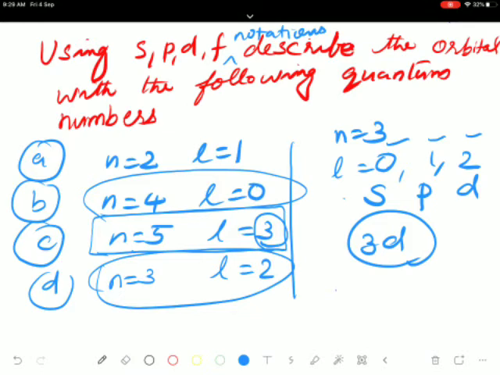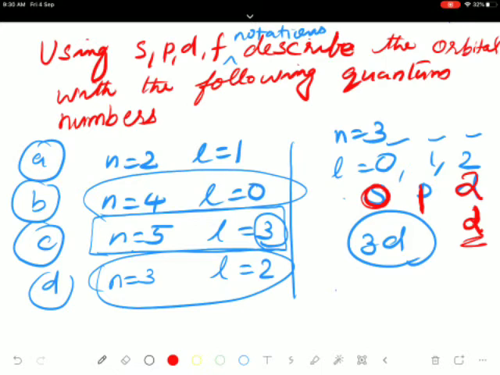You consider it in this way: s as 0. For p, this stick is 1, and d you think like this. So L is equal to 2, d orbital. L is equal to 1, consider this stick as 1, and this whole thing as 0. All right.